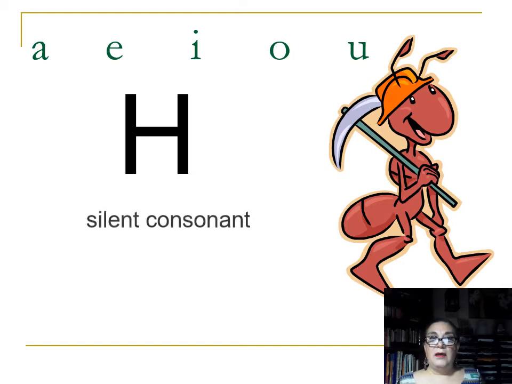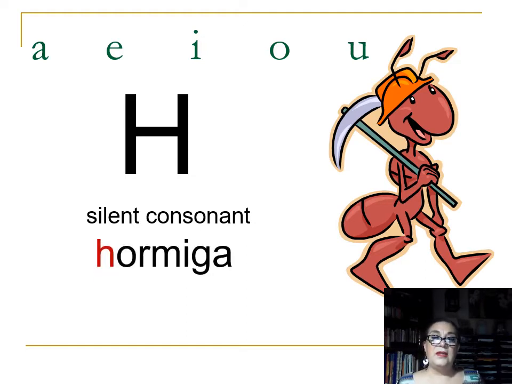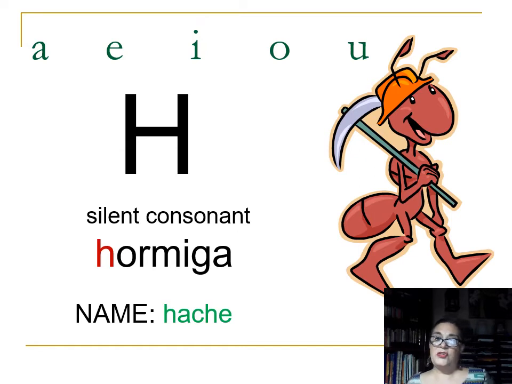I know you are used to English, so every time you see it, you want to do the sound of house. No, no, no. In Spanish, if you see that H, you ignore it. Remember that H has a che, but that's different. If you see that combination of CH, then you say cha, che, chi, cho, chu. But in this case, ignore it. Like hormiga, ant, we spell it hormiga, and it has an H in the beginning. We ignore it. We just pronounce the O.